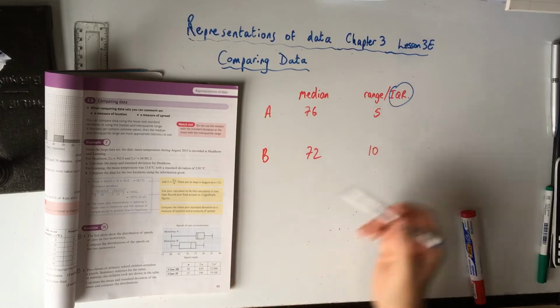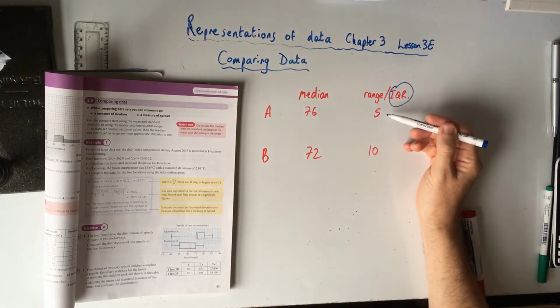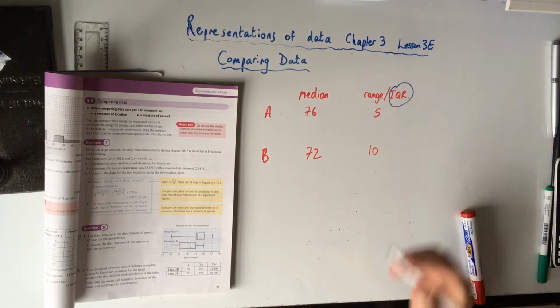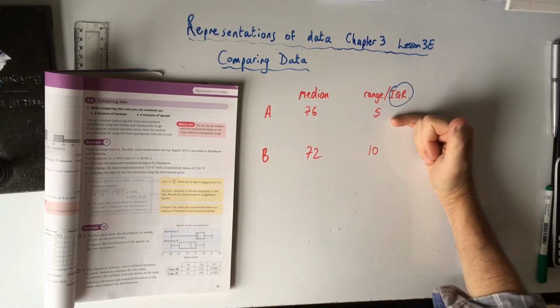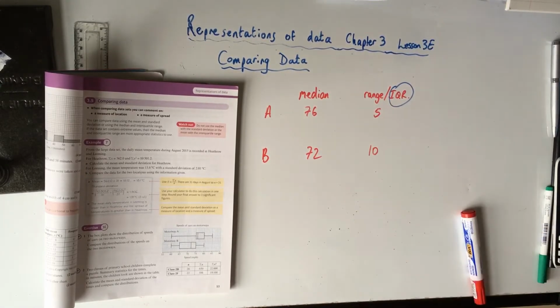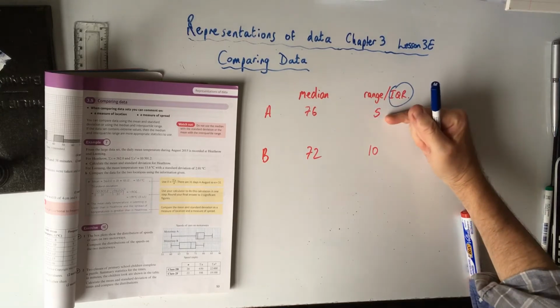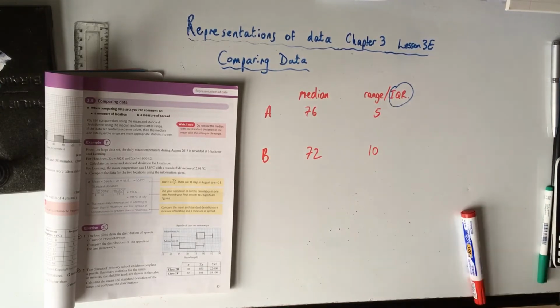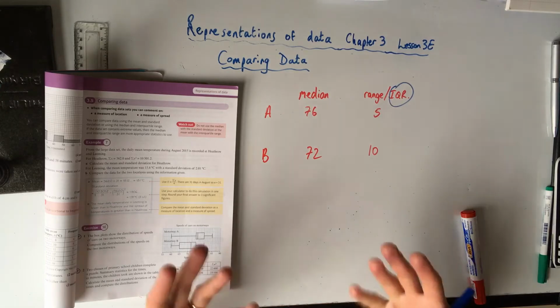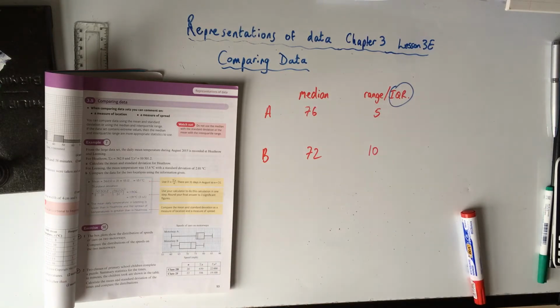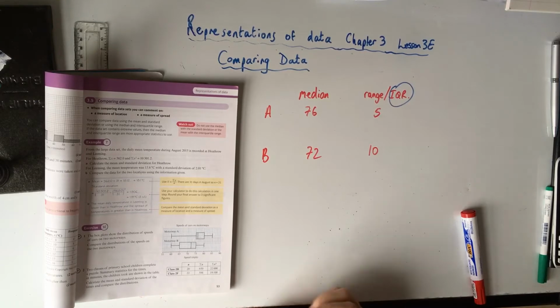I would say that the interquartile range is narrower on motorway A and wider, or bigger, on motorway B. Okay, and that's it. You've compared the two motorways. You don't have to go into any more. You don't have to try and interpret that. The question's not asking that.